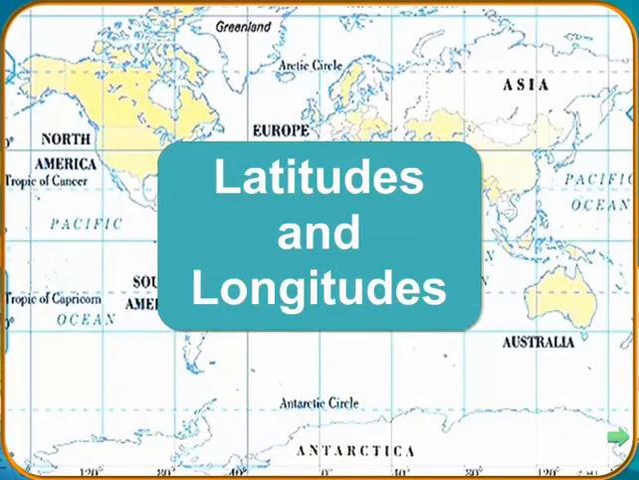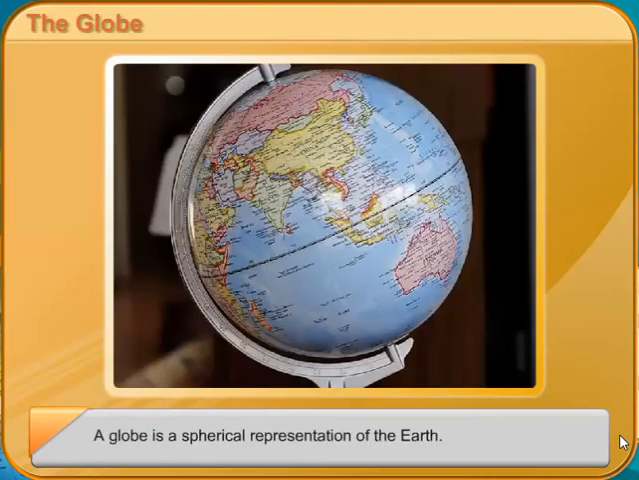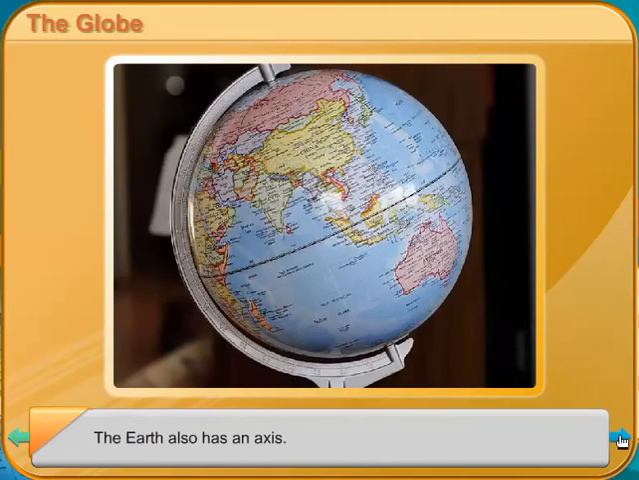Latitudes. Each hemisphere has imaginary lines starting from the equator, going up to the poles. These are the latitudes. The equator is also a latitude. Lines of latitude are parallel to the equator. These are circular lines running in an east-west direction across the globe.